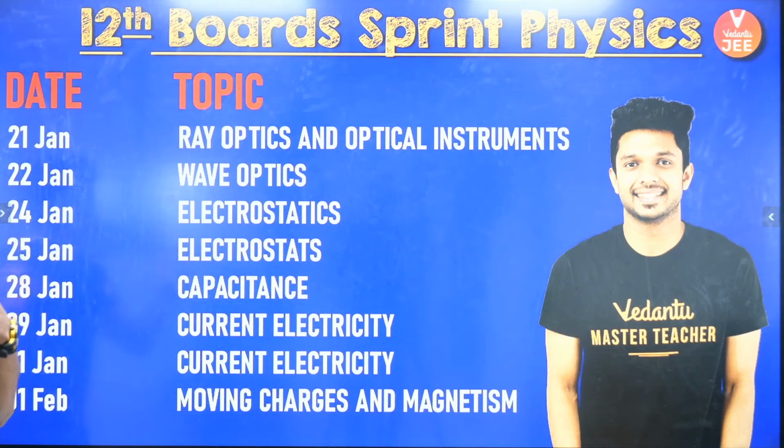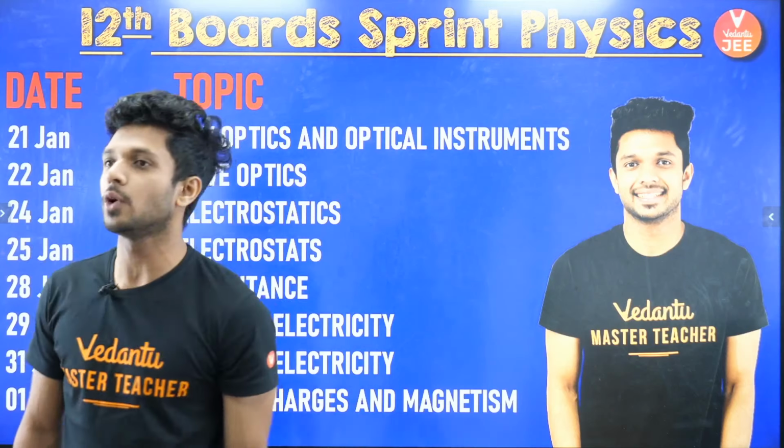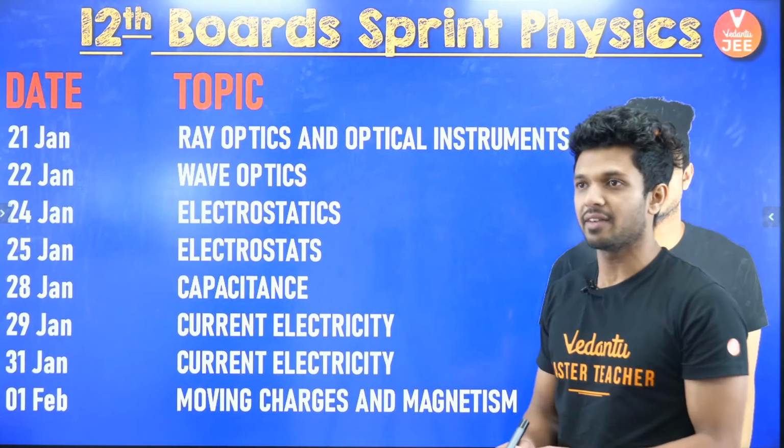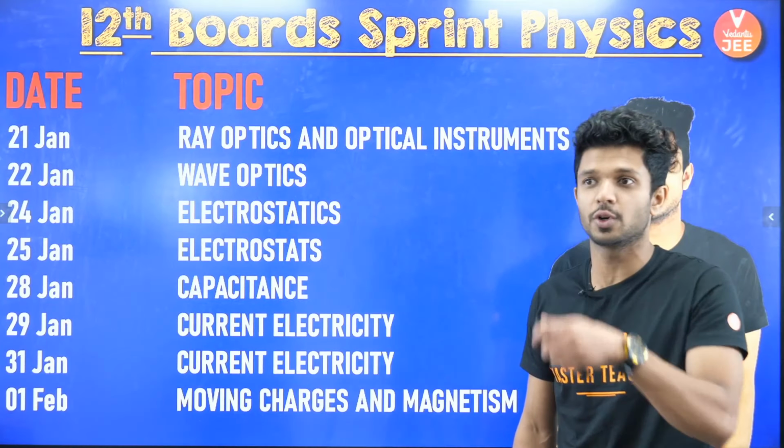Tomorrow and the day after, as current electricity is a very important chapter, we'll be going with that, and you can note down the date. It is on 29th and 31st. Then we'll be having moving charges and magnetism. This is the schedule for this week.